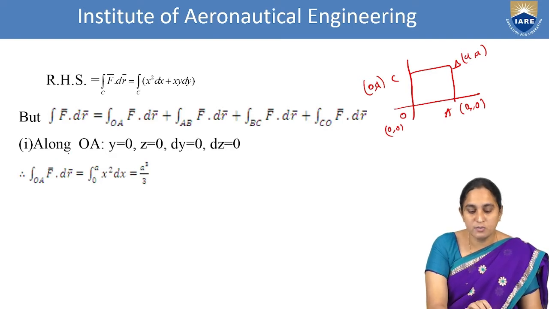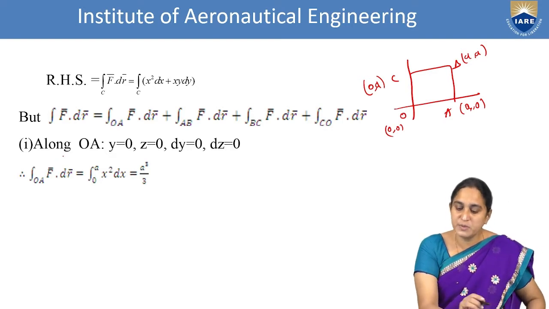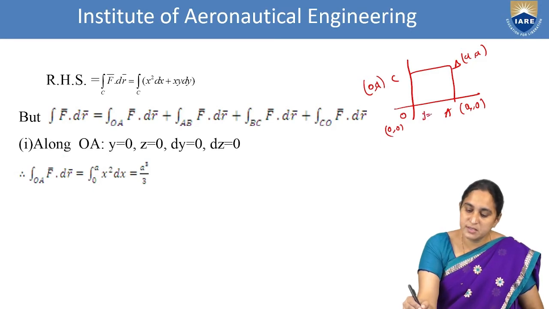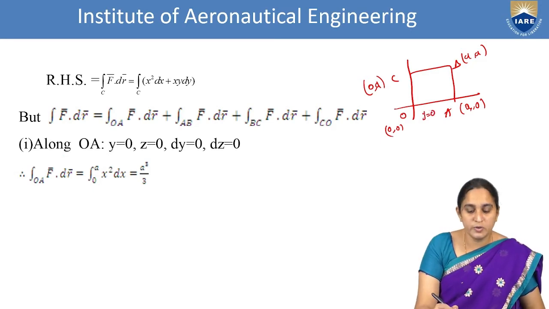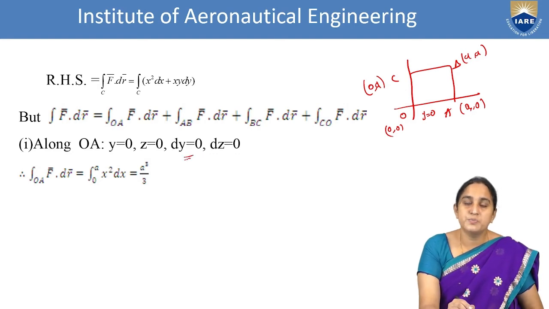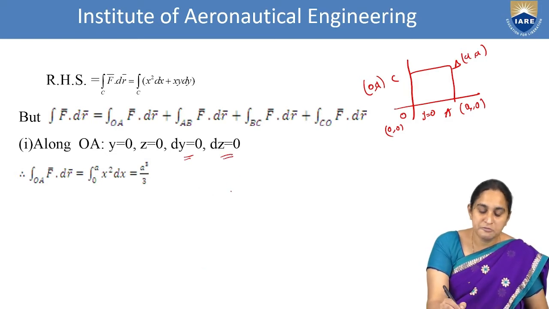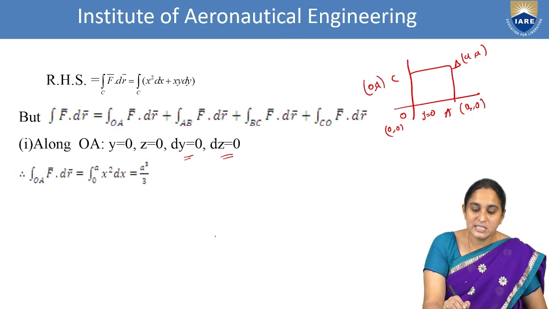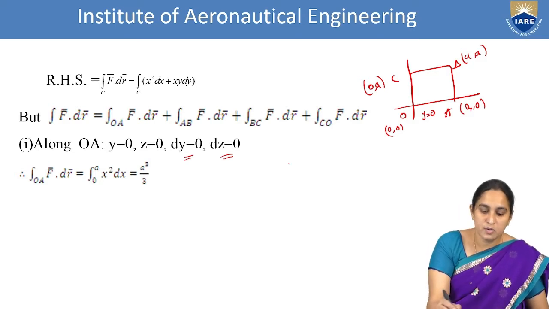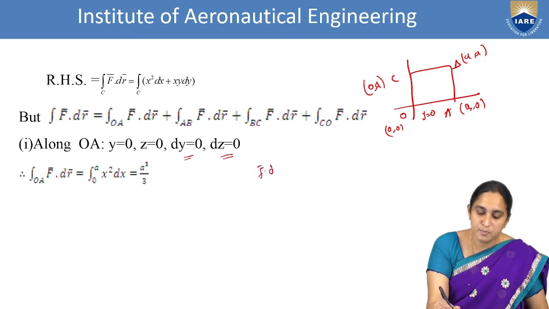First, along OA. Along OA, y is equal to 0, and from the question z is also 0. The differentiation dy is 0, and since z is 0, dz is also 0. Therefore, F dot dr. What is F and what is dr? First I'll calculate F dot dr here.